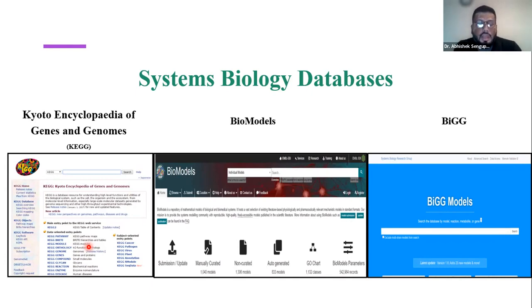BioModels is a free and open source repository for storing, exchanging, and retrieving quantitative models. It is one of the sole databases which contains such models. During my PhD, I created a model that depicts the energy pool, where I integrated all the anabolic and catabolic pathways in human and made a model.